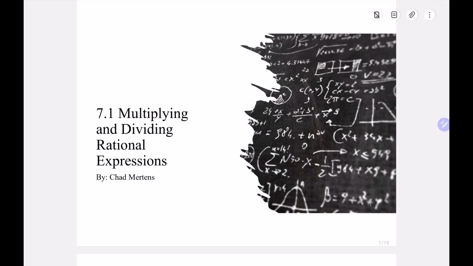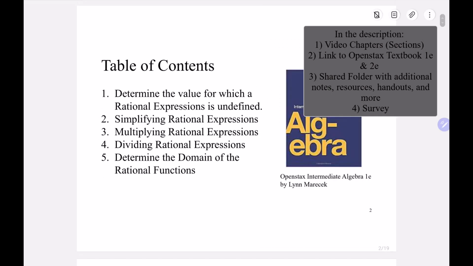Hello, so in this video we're going to look at chapter 7.1, multiplying and dividing rational expressions. In this section we're going to look at 5 different topics, and they're pretty close to each other, so if you can grasp them, they can go pretty quick.